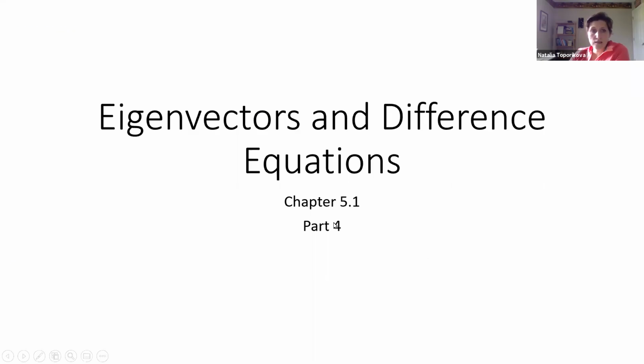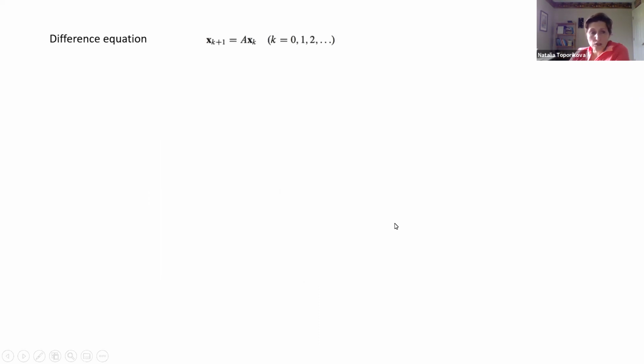Hello, this is the last, fourth and final part of chapter 5.1, and we will talk about eigenvectors and the difference equation. Just to remind you, the difference equation is a recursive equation defined on the steps from 0 to k plus 1. We say that the vector x at step k plus 1, the next step, is equal to the product of the vector x at step k times the matrix A.